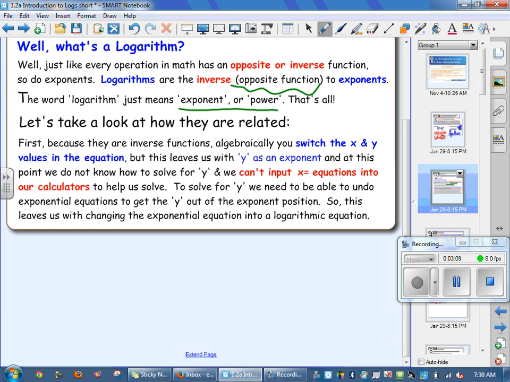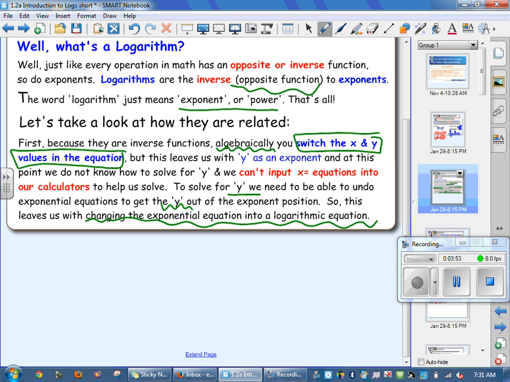First, because they're inverse functions, algebraically you must switch the x and the y values where they stand in the equation. But that leaves you with y as an exponent. At this point, we don't know how to solve for y as an exponent, because the equation now starts with x equals, and our calculators don't know how to handle x equals equations. We have everything saying y equals in our calculator. So in order to solve for y, we need to be able to undo exponential equations to get the y out of the exponent position. That's what we're actually trying to do. So in order to do that, we need to find how to change the exponential equation into a log equation.